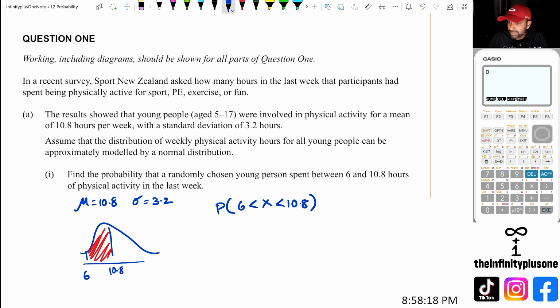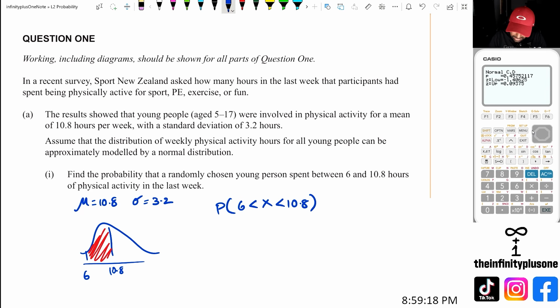But I'm going to do this in the calculator, of course. I'm going to head to the stat mode, go into distributions, and then go into normal and NCD. In here, I'm going to put this as variable. Lower is 6, upper is 10.8. The standard deviation is 3.2, and the mean is 10.8.